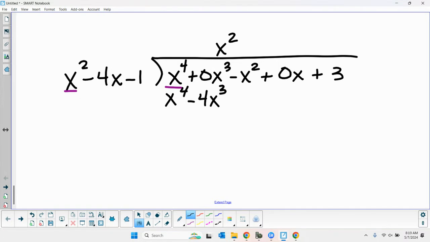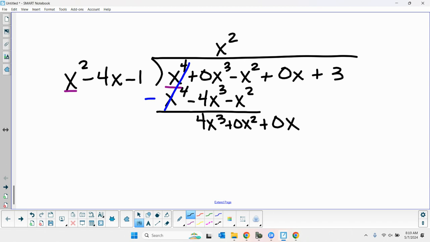And x squared times negative 1. And then what am I supposed to do? Subtract. So when I subtract those, they cancel. 0 minus a negative 4 is a positive 4x cubed. And negative 1 minus a negative 1 is plus 1. They cancel, so that's plus 0x squared plus another 0x. So we might as well bring the plus 3 down, right? Let's see what happens. So I start over.